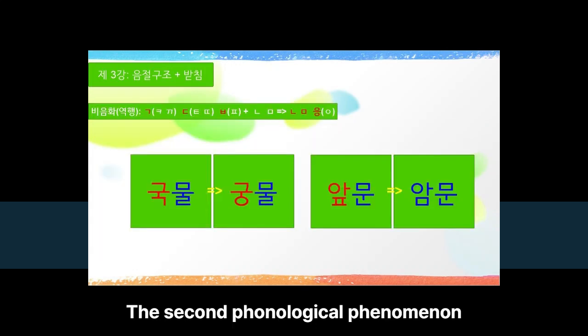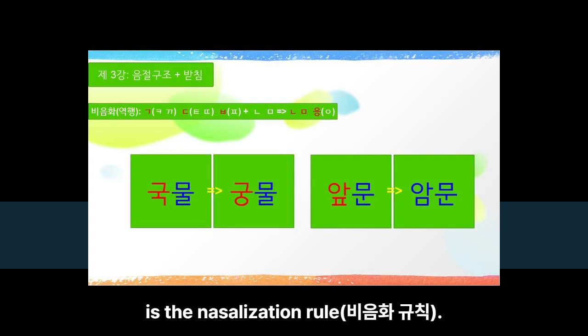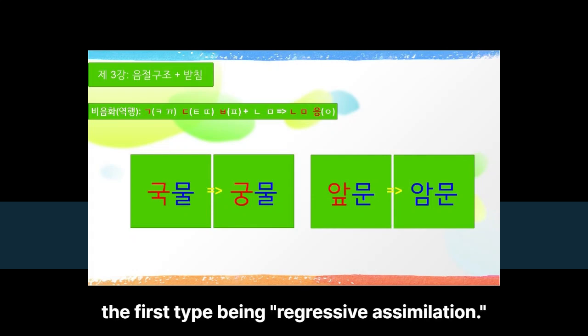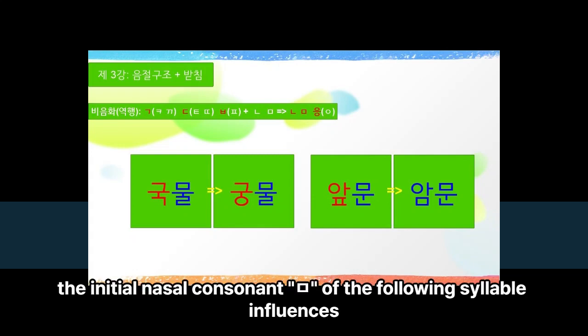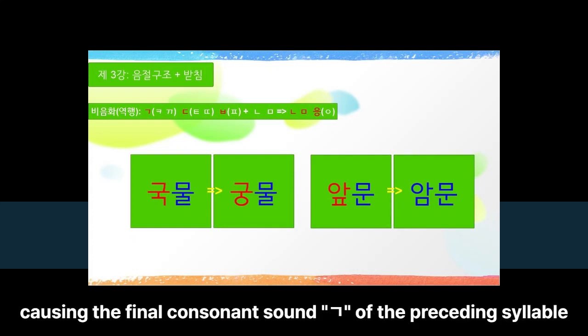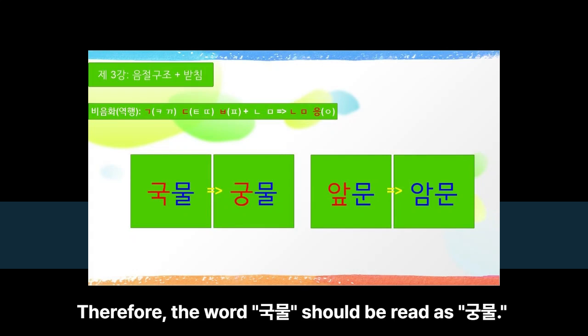The second phonological phenomenon that demonstrates regressive assimilation is the nasalization rule. Nasalization rules can be divided into two types, the first type being regressive assimilation. For example, as shown in the word, gungmul, the initial nasal consonant, mium, of the following syllable influences the final consonant, giyok, of the preceding syllable, causing the final consonant sound, giyok, to change to the nasal, ung. Therefore, the word, gungmul, should be read as, gungmul.